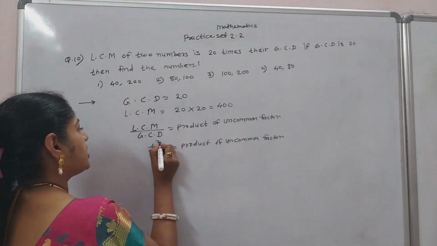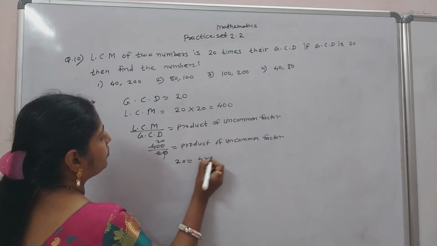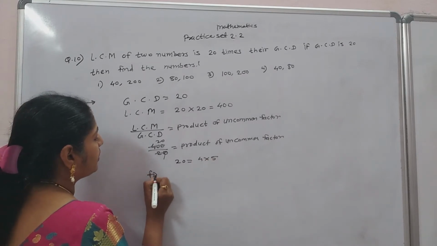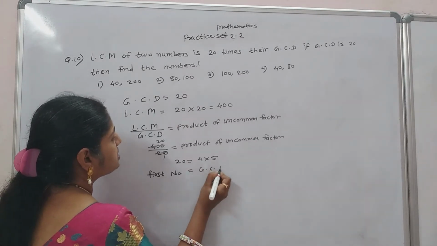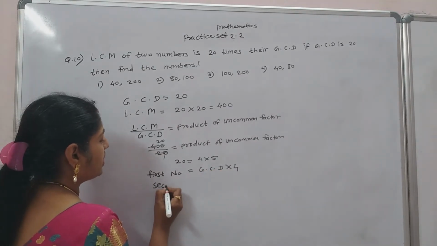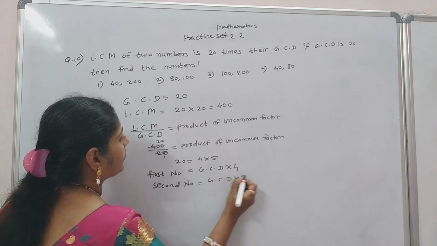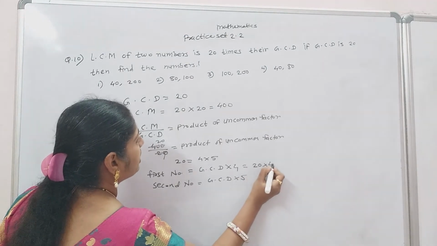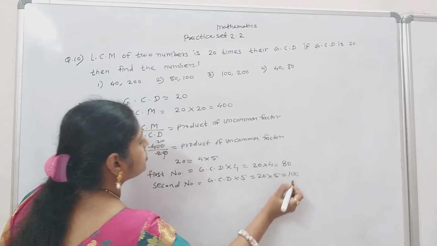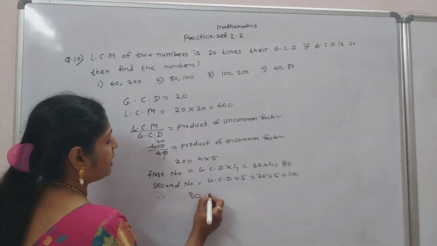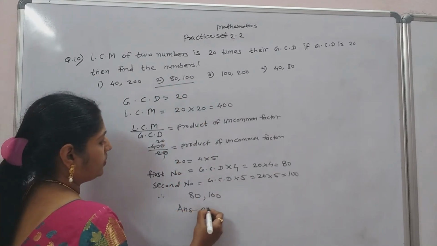Twenty 20s are 400. So 20 equal to 4 into 5. Now find out the first number. First number equal to GCD into 4 and second number equal to GCD into 5. GCD equal to 20, 20 into 4 that is 80 and 20 into 5 is 100. So numbers are 80 and 100. Answer is option number 2.